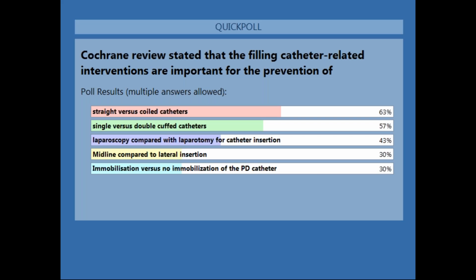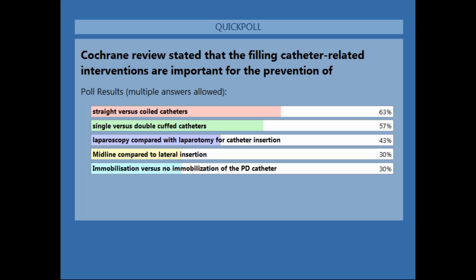I know that we often talk about a downward pointing exit site, and a downward pointing exit site is known to reduce the risk of exit site infections, but not peritonitis. But it's therefore clearly an important factor you wish to keep in mind. So a straight rather than coiled catheter and a downward pointing exit site.